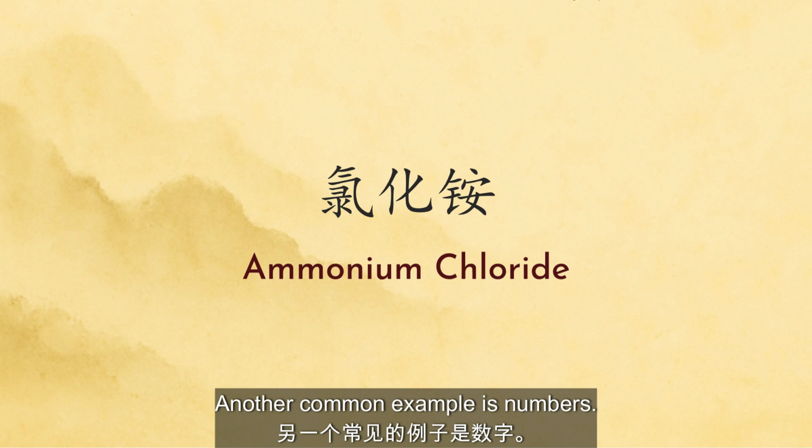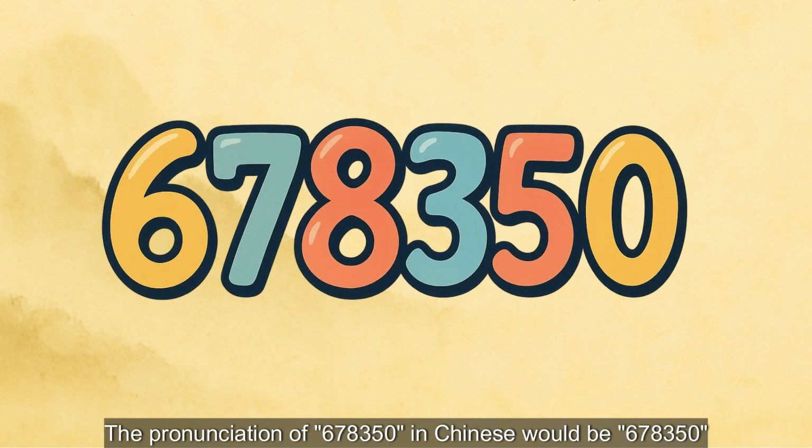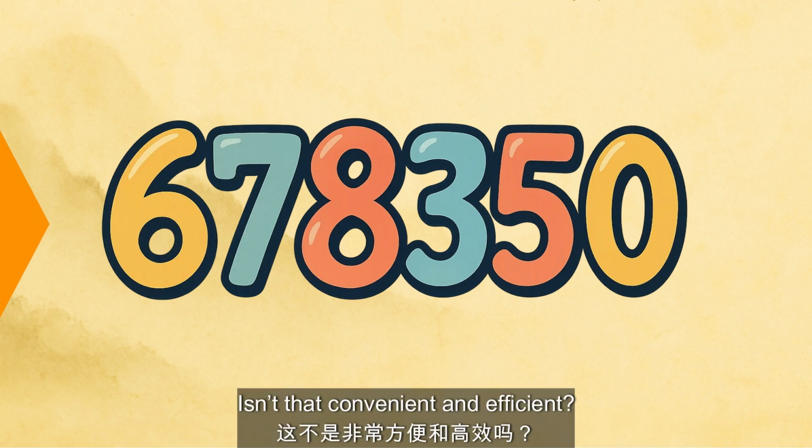Another common example is numbers. The pronunciation of 6, 7, 8, 3, 5, 0 in Chinese would be 6, 7, 8, 3, 5, 0. Isn't that convenient and efficient?